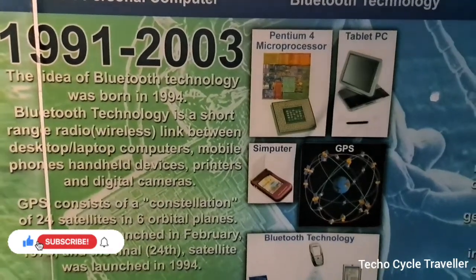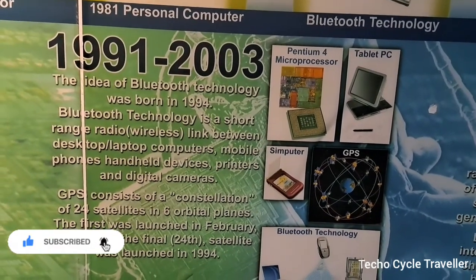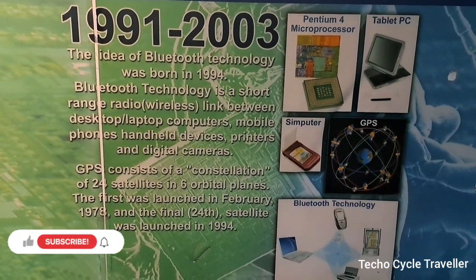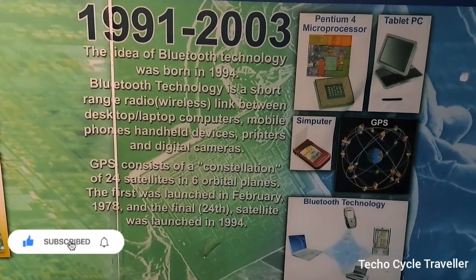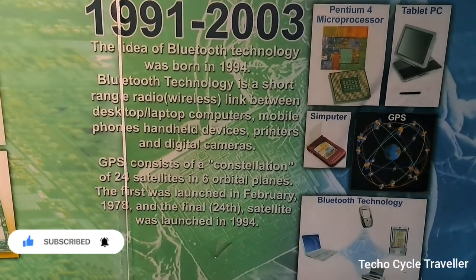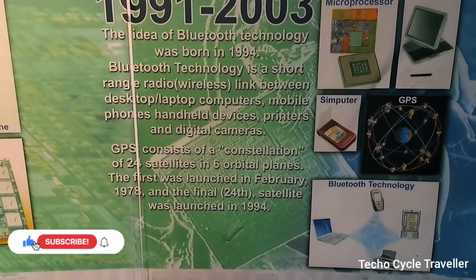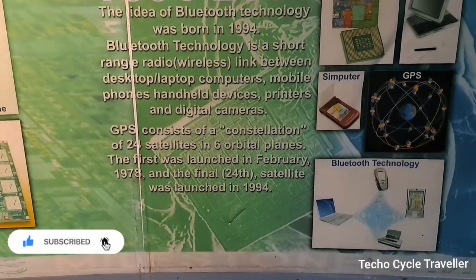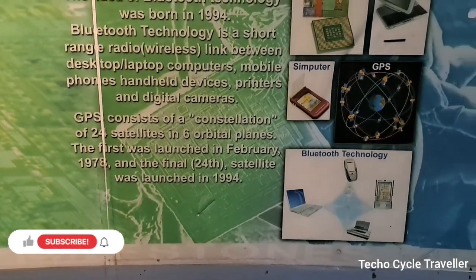1991 to 2003. The idea of Bluetooth technology was born in 1984. Bluetooth technology was a short-range radio wireless link between desktop and laptop computers, mobile phones, handheld devices, printers, and digital cameras. GPS consists of a constellation of 24 satellites in 6 orbital planes. The first was launched in February 1978, and the final 24th satellite was launched in 1994.